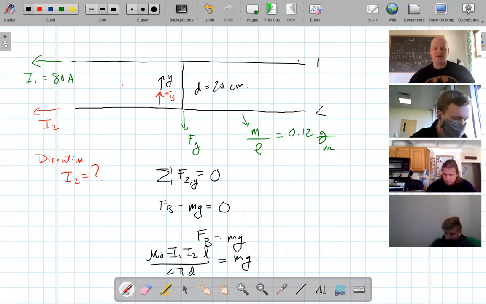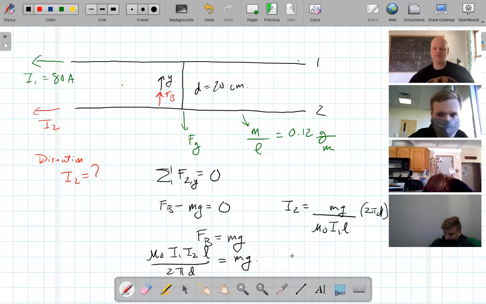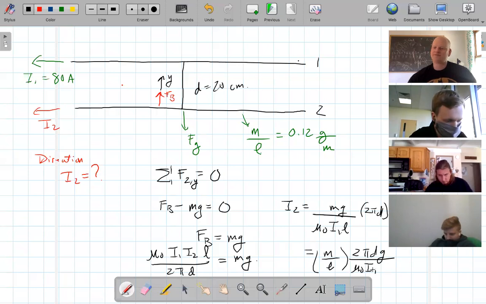From here, all we have to do now is solve for current I2. So let's do that over here. I2 is equal to mg divided by mu naught I1 L, all times 2 pi d. So this is I2. Now notice I didn't tell you what m was, but I have an m here and an L here, so I can group the m over L as this number here. So I can rewrite this as m divided by L, the mass per unit length, times 2 pi d g divided by mu naught I1.